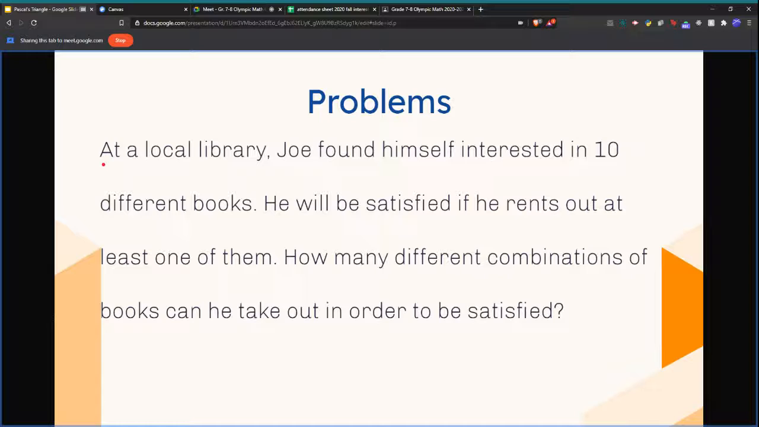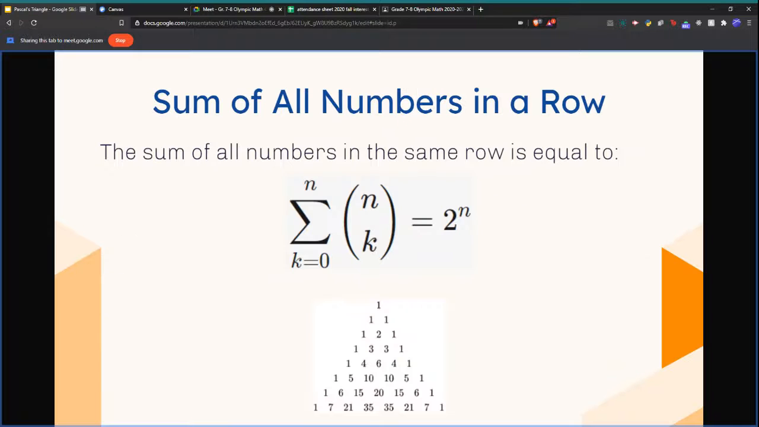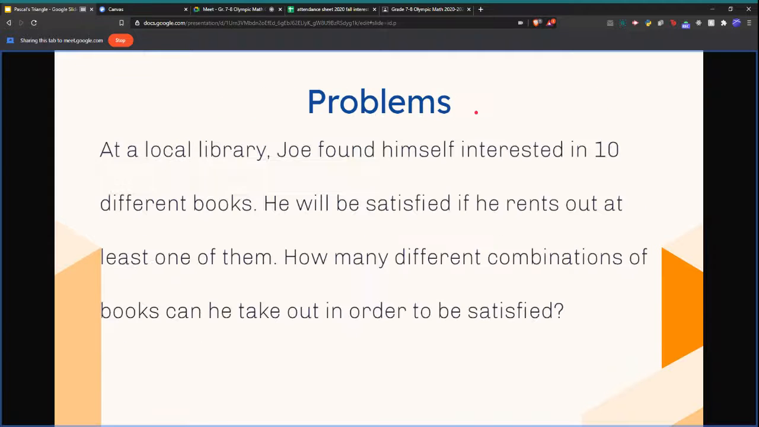here's this fourth problem. At a local library, Joe found himself interested in 10 different books. He will be satisfied if he rents out at least one of them, and assume that all the books are unique. So, how many different combinations of books can he take out in order to be satisfied? And I'll give you guys a hint. You'll have to use this property: the sum of all numbers in a row. You'll be using that here. I'll let you guys figure that out.